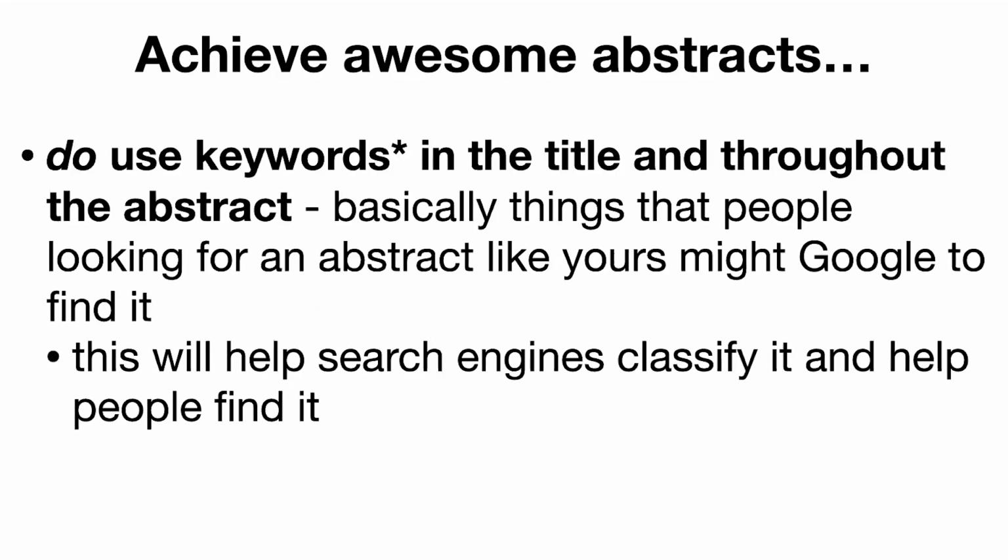As I mentioned before, you also want to make sure that you're including keywords in the title and throughout the abstract. So don't just write a catchy title. Your title should actually have the keywords that you would want people to find your article with if you were to search for those terms, and then those terms should also be in the body of the abstract. This is going to help search engines classify it, help people find it, and help people know, if they come across the abstract, whether they want to read your paper, etc.